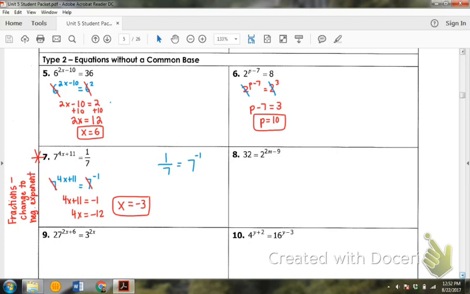Okay, what about number 8? 2 you can't change. So that's the hint that you could probably turn 32 into a 2. So with your calculator, 2 raised to the third, 2 raised to the fourth, 2 raised to the fifth. Don't shout it out. Just figure it out on your paper. 2 to the what power gives you 32, and then write it down on your paper.